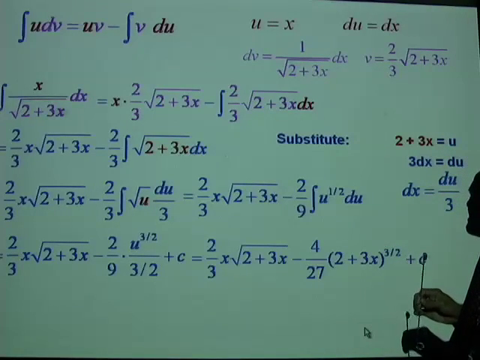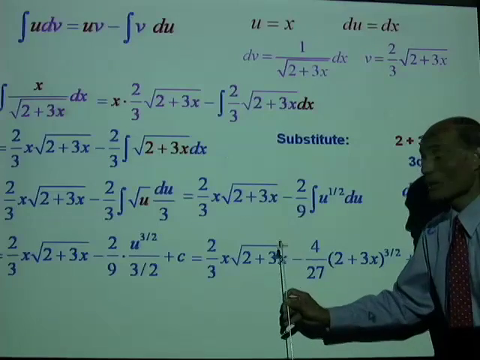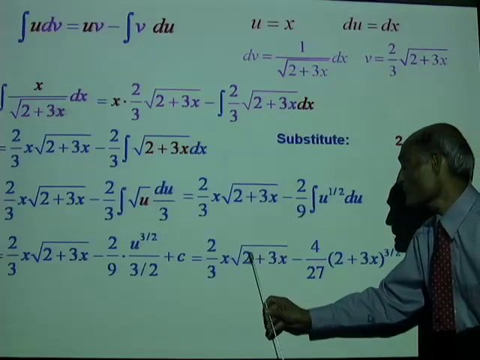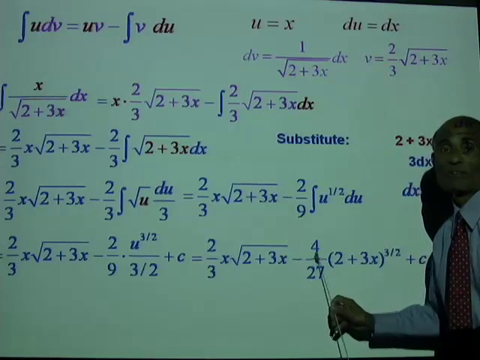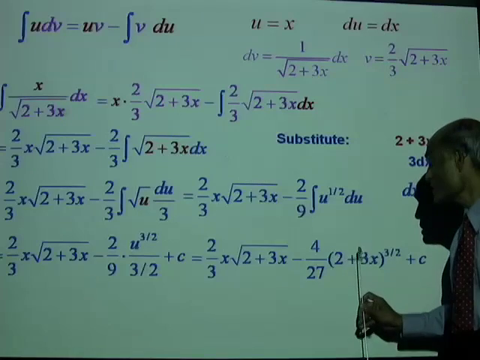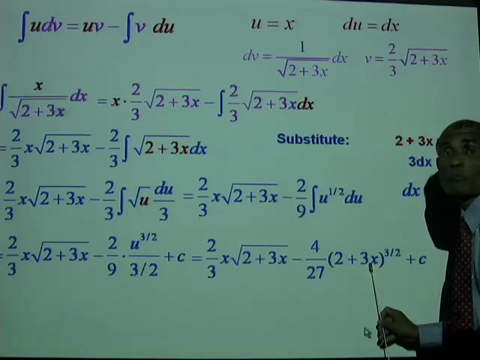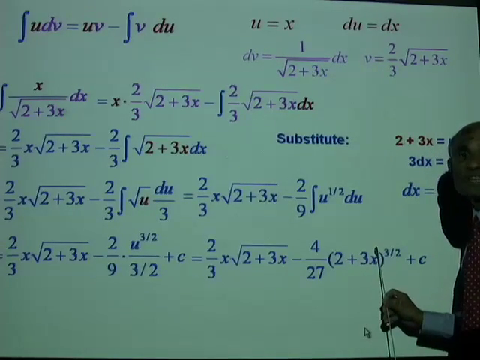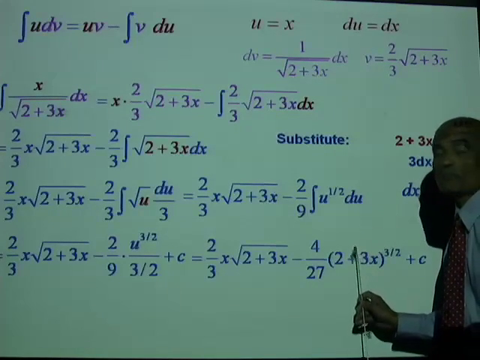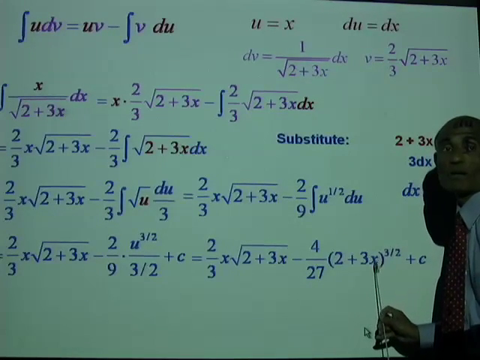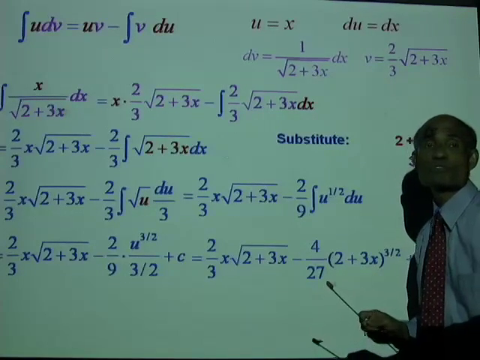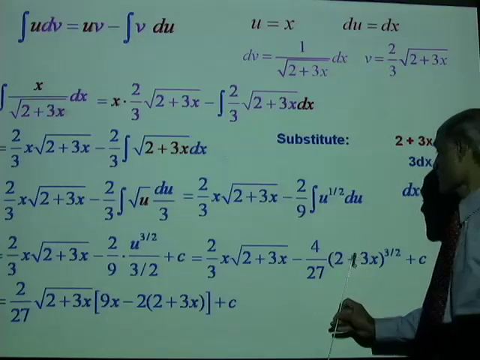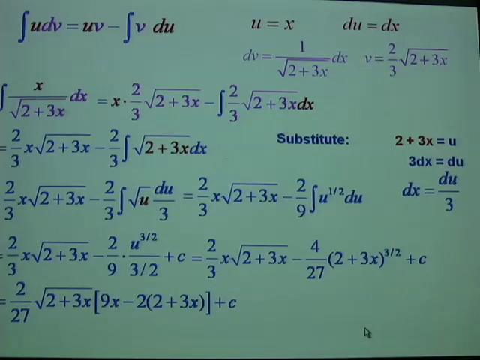Okay, how do you simplify this? Now remember, square root 2 plus 3x is the same as 2 plus 3x to the power of 1/2. So this is actually square root 2 plus 3x multiplied by 2 plus 3x. That's what you see. 3 over 2 is 1/2 plus 1. So I can actually factor out a square root 2 plus 3x, can't I? I hope you understood this. Let me write down that for you.